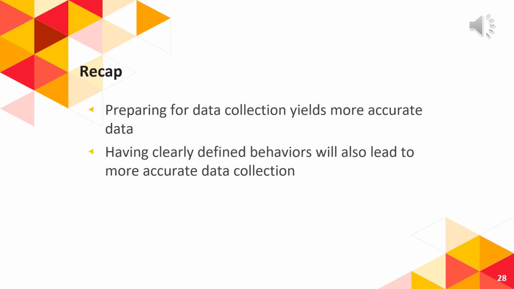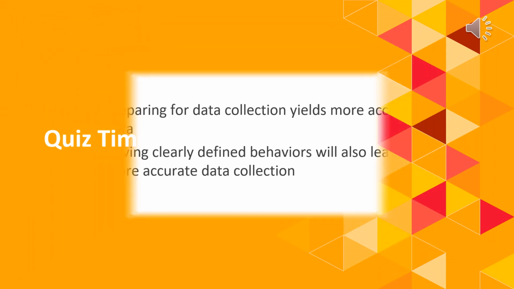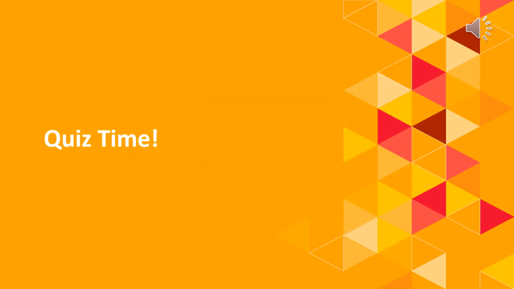The main focus of today's lesson is the importance of increasing accuracy. Preparing for data collection will yield more accurate data, and also having clearly defined behaviors leads to more accurate data collection. This concludes today's lesson on task list item A1, prepare for data collection, and the review of task list item A6, describe behavior and environment in observable and measurable terms. You may now take the quiz.